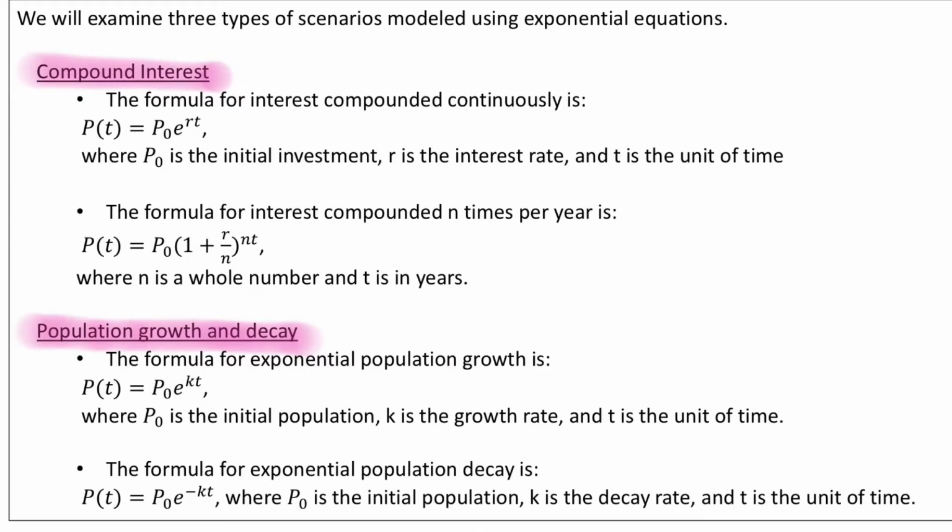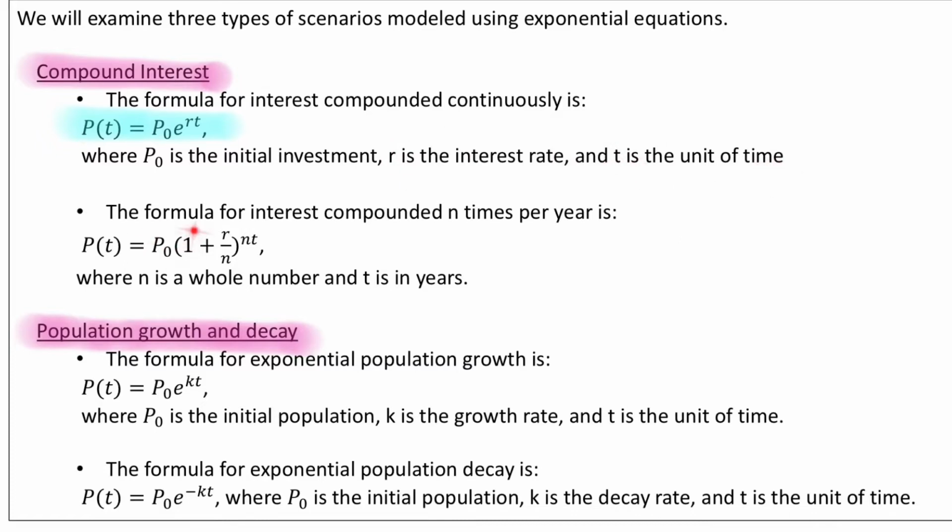So you want to take notes on this page here because we're going to use formulas in this section. So the formula for interest compounded continuously is this one here. P of t is P0 times e raised to the r times t. So your inputs are your initial investment, P0, your interest rate, r, and t is your unit of time.